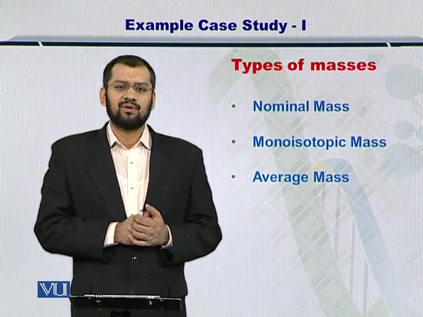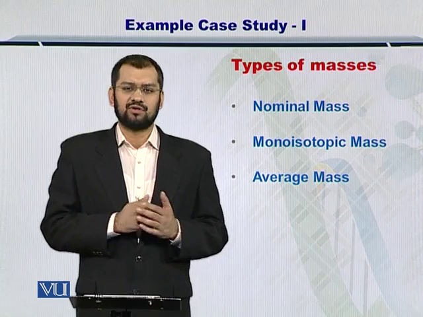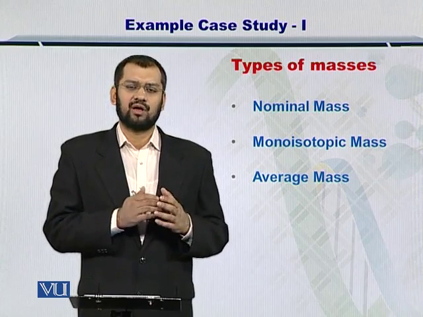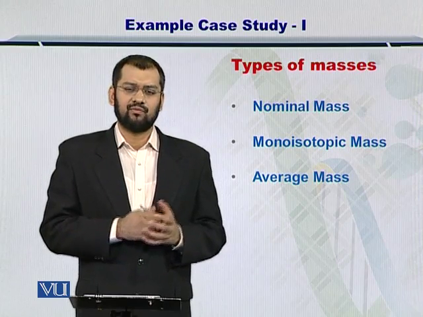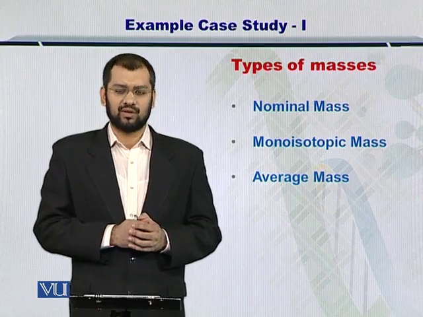However, in mass spectrometry-based proteomics, we will be using the monoisotopic mass. So just to remind you, monoisotopic mass is the mass of the most abundant isotope, which in case of carbon is 12 and in case of hydrogen is 1.